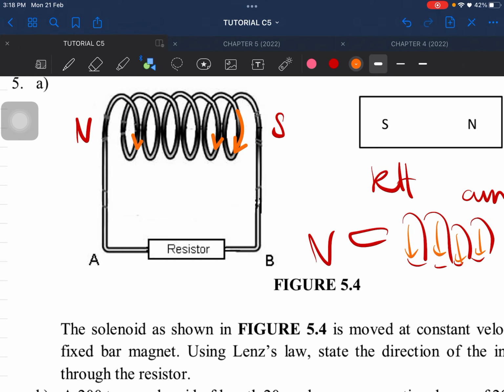Wrong, let me double check. So the north pole, so the current is the other way around. It should be this one. The current will be going like this and then up to here, then go like this. This one is also the same. And then we have this one, so this is going to point up. Hopefully you get the way to do it using the right hand grip rule.